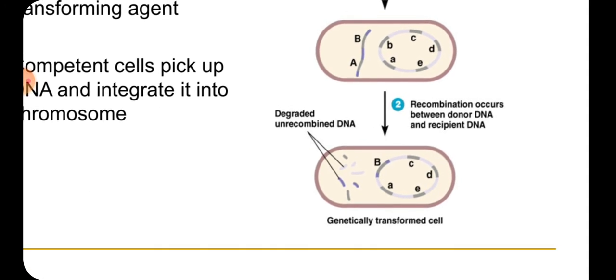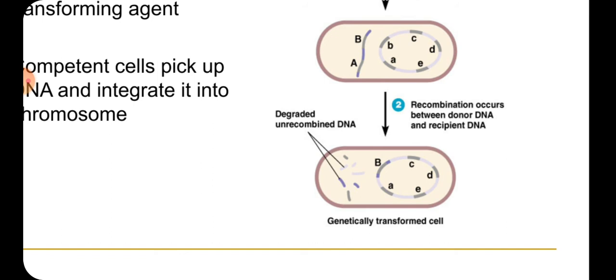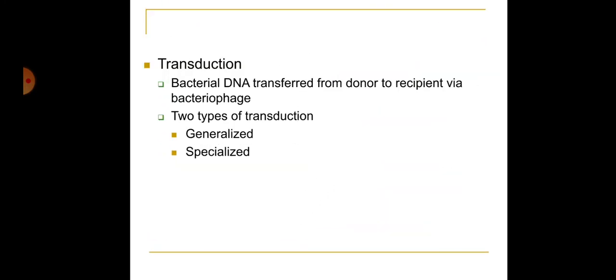Here you can see the degraded unrecombined DNA, and recombination occurs between the donor DNA and recipient DNA. In the circular DNA, you can see the small a, b, c and d genes of the recipient, and the capital B being the DNA of the donor, which got incorporated into the bacterial DNA, and the cell becomes genetically transformed.